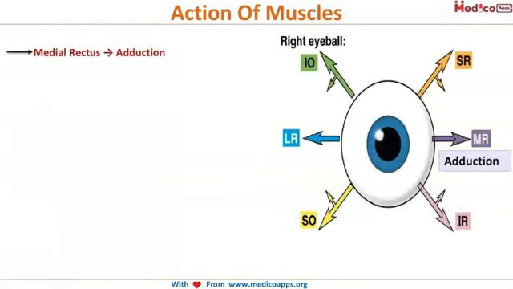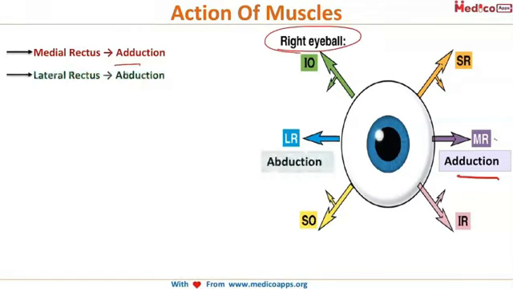Okay, so the medial rectus helps in adduction. See, like this. Please note this is the right eyeball. So the medial rectus will help in adducting the eyeball towards the center, and the lateral rectus will abduct the eyeball. That is, moves it away from the center. Now, an important and easy mnemonic to remember is SYN-RAD.